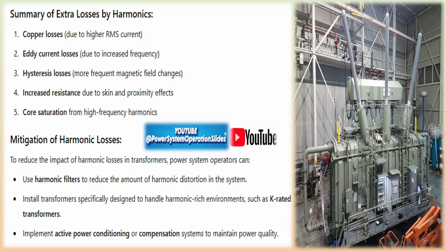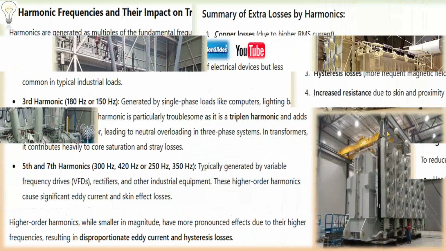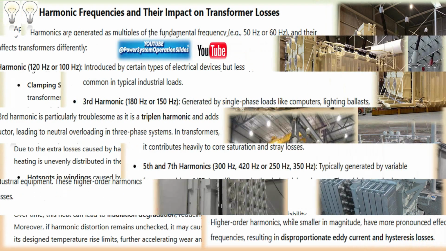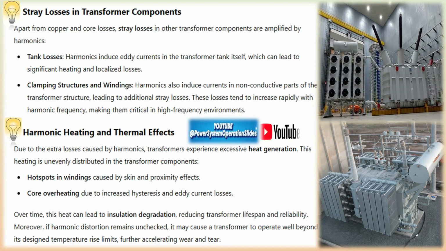Harmonics can cause significant extra losses in transformers due to a few key mechanisms. Increased copper I²R losses. The winding resistance of a transformer leads to power loss proportional to the square of the current, I²R losses. Harmonic currents increase the overall current flowing through the transformer windings. Since these harmonics are at higher frequencies, the magnitude of current drawn is higher for certain harmonic orders, which in turn leads to greater copper losses.